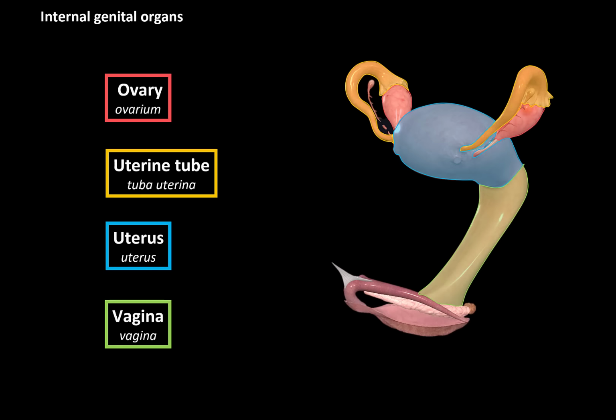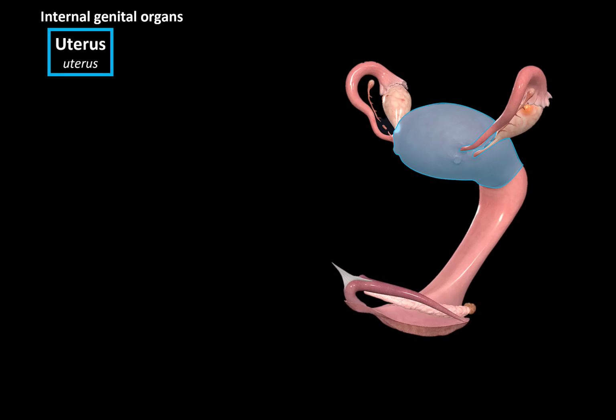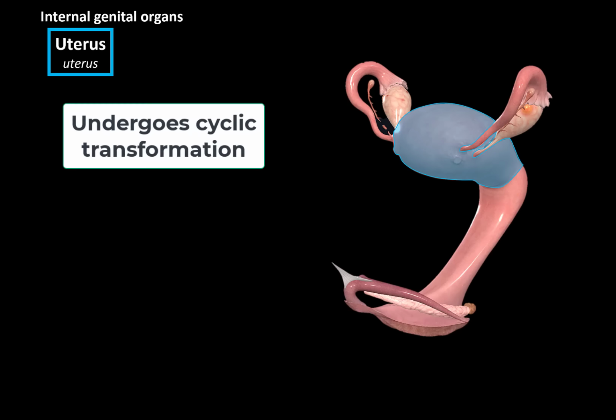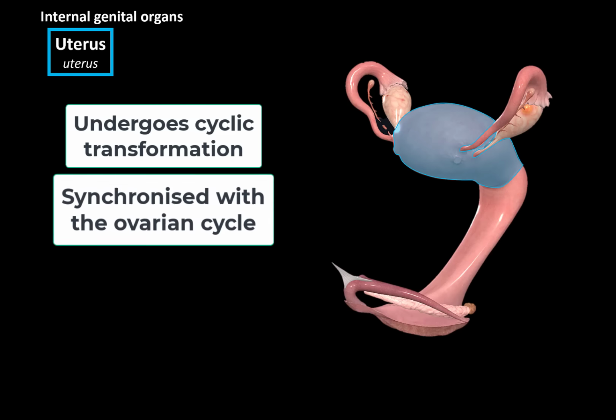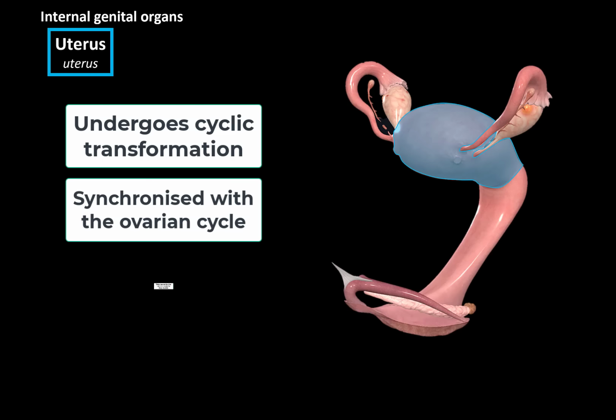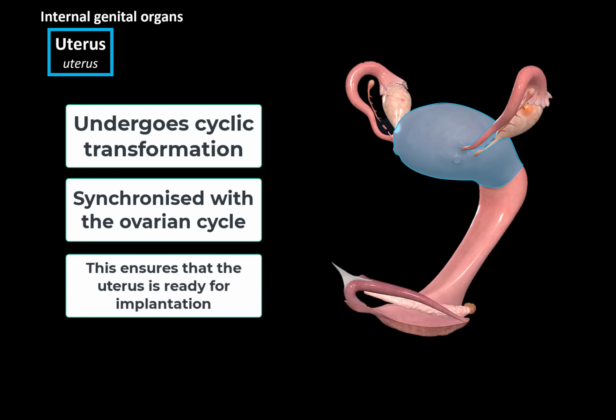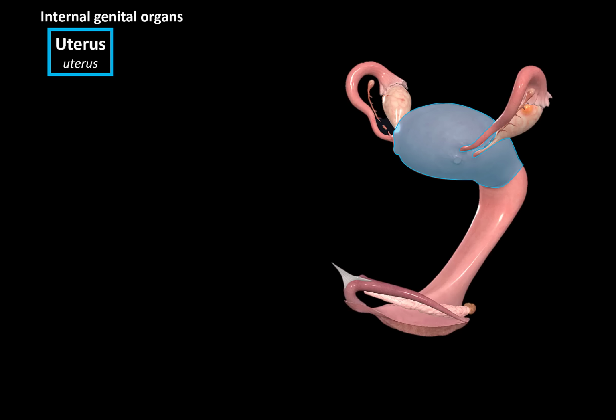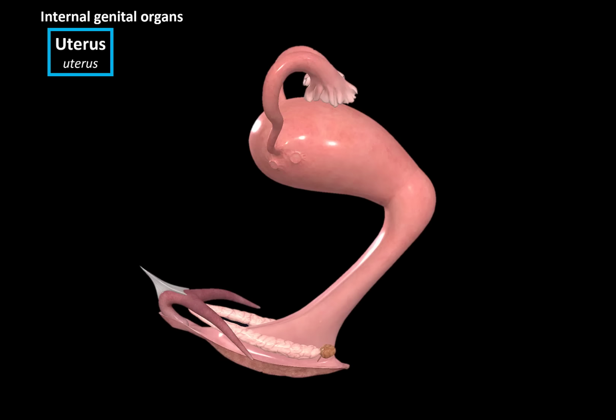Now, let's do the uterus. Now the uterus is such a cool organ. It undergoes cyclic transformation, synchronized with the ovarian cycle to ensure that the uterus is ready for implantation of the fertilized ovum. And, at one point we've all been inside of one of these. So let's go through its anatomy. Let's first change the angle. First off, you need to know that it's normally positioned in anteflexion, meaning that it's bending forward, and that it's almost completely covered by the peritoneum.